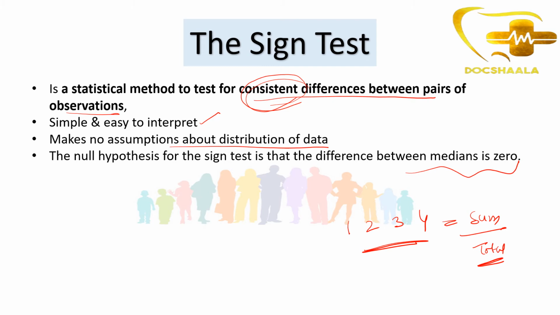So the difference between two medians. Why did two medians come? We have pairs of observations, meaning we have one set of observations having two variables, and another set of observations having two variables. The difference between the medians M1 and M2 should be 0. This is the null hypothesis for the sign test.